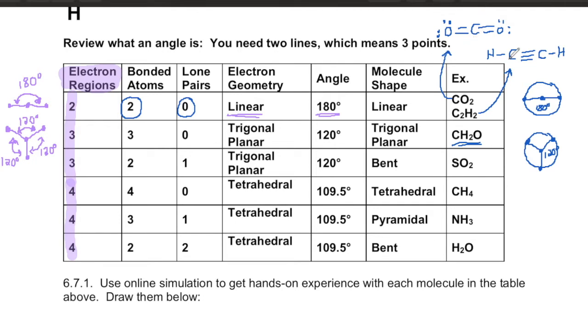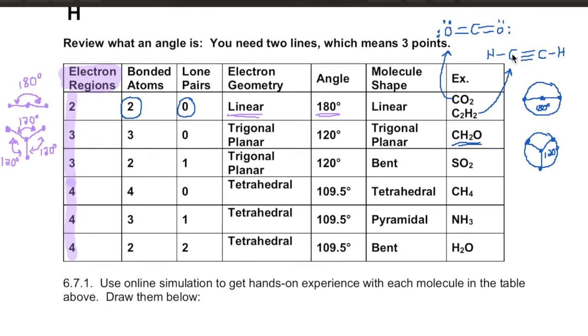This carbon is in the same situation. It has 2 bonded atoms. So this carbon is bonding to this carbon, and it's bonding to this hydrogen. This carbon is not directly bonded to this other hydrogen. It does not have electrons leading to this other hydrogen that it has to make room for. So we're not counting that one. We're counting this carbon and this hydrogen. So carbon has 2 bonded atoms and again 0 lone pairs.